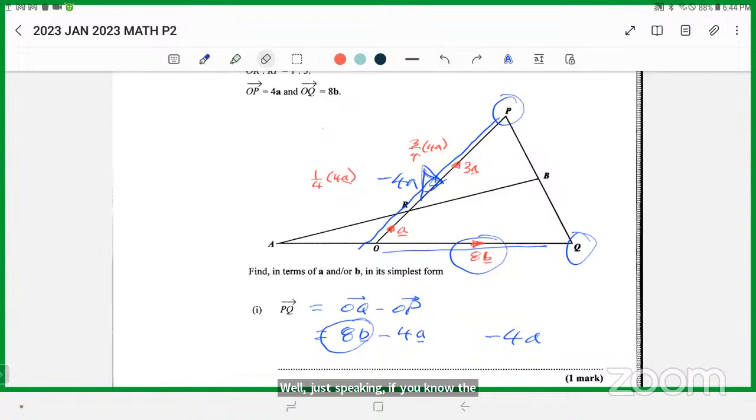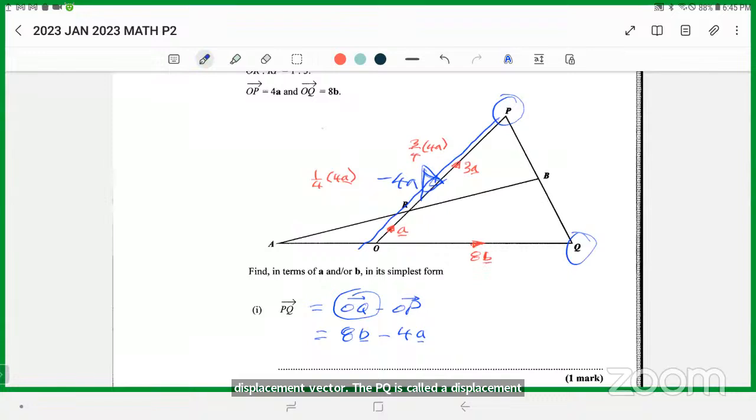If you know the position vectors of the endpoints of a displacement vector, PQ is called a displacement vector from P to Q. That's a position vector because it's a vector from O to the point. That's another position vector, the vector from O to the point. They are called position vectors. When you know the position vectors and you're trying to find a displacement vector, you can use the simple equation O times the last minus O times the first, rather than use the diagram.